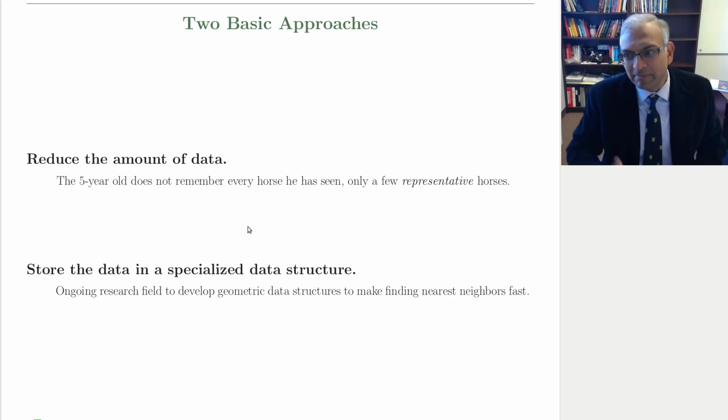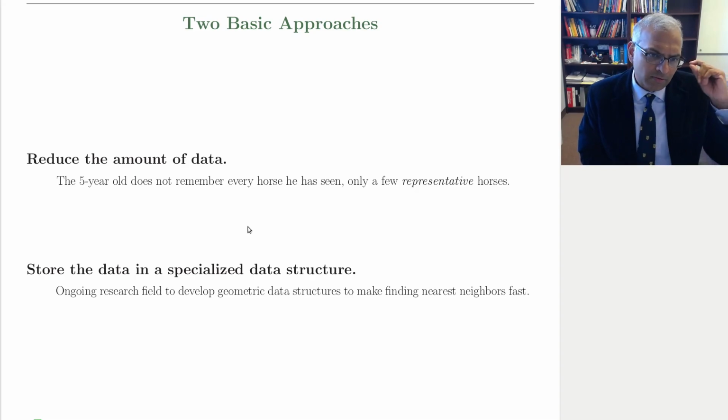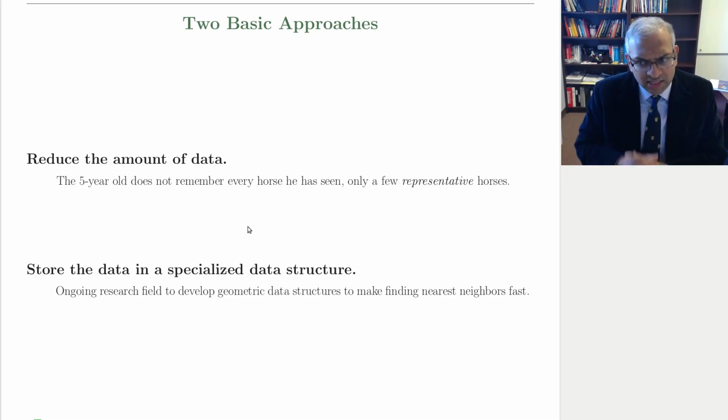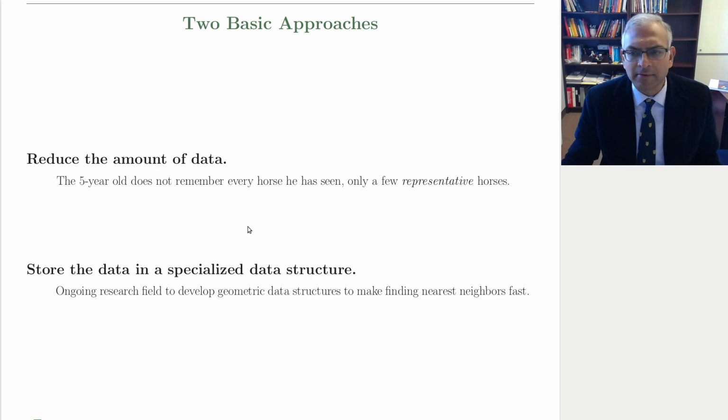But we will develop some heuristic techniques to address the efficiency issue. So, reducing the data and storing the data in a specialized data structure can help with the efficiency. Okay, so let's talk about reducing the data. In particular, how do we identify irrelevant data?